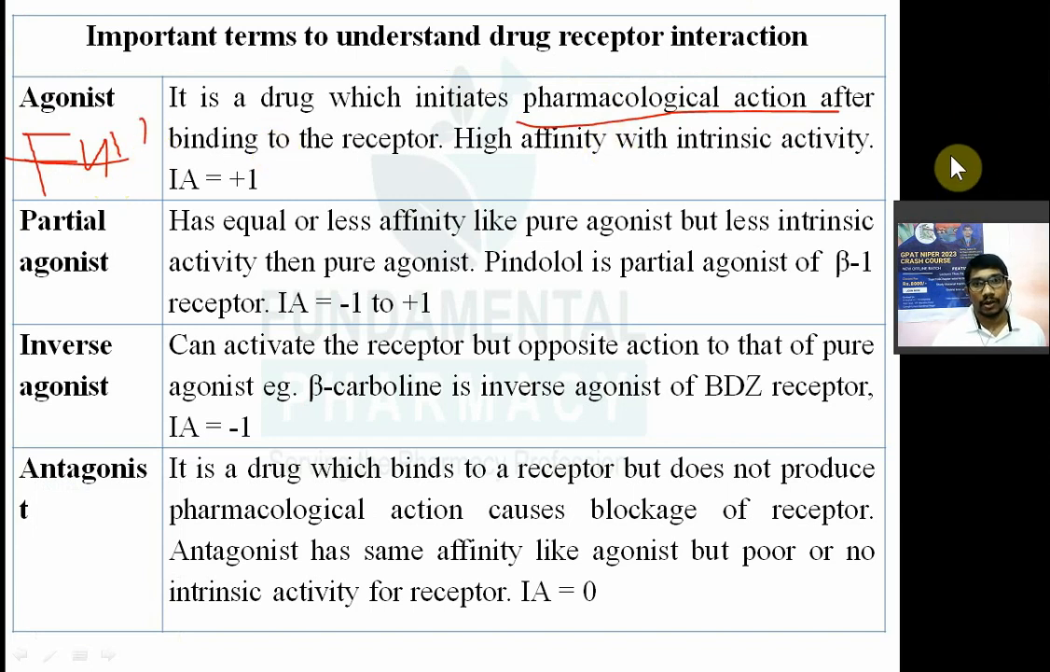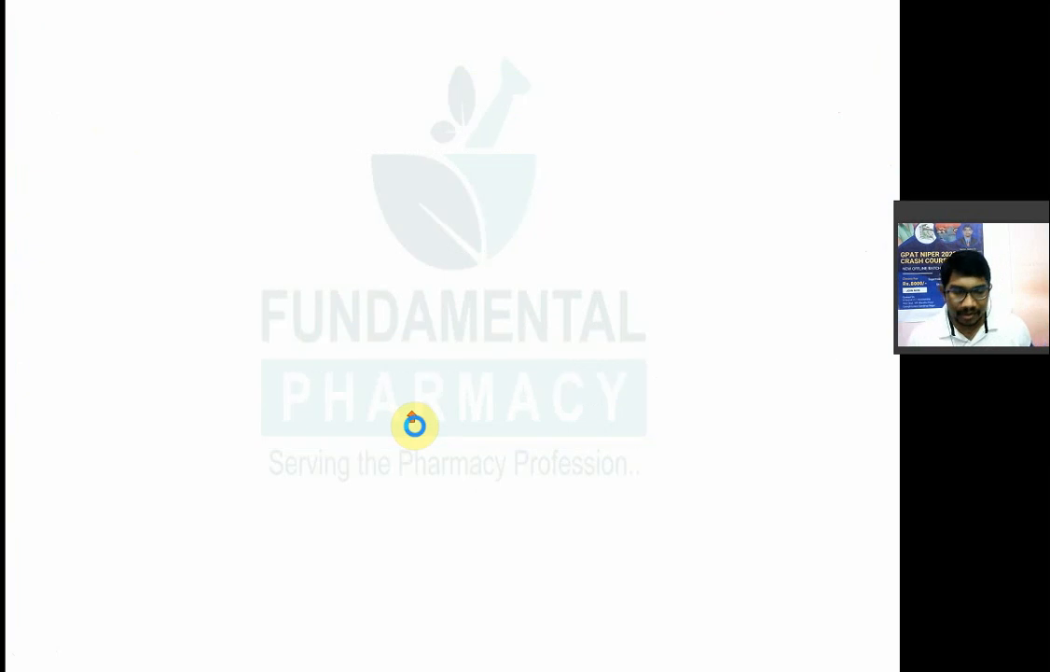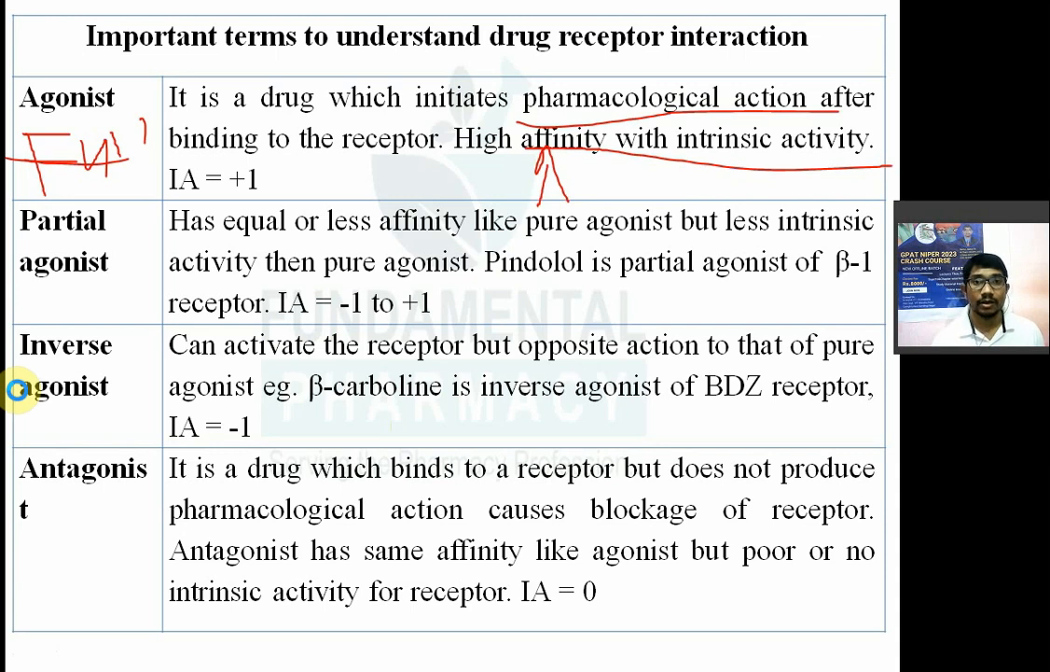So agonist will have high affinity. Affinity मतलब क्या है? It is the ability of drug to combine with the receptor. Affinity is the capacity or capability of drug to combine with the receptor. Okay, so agonist will have a high affinity and also have an intrinsic activity. तो जो रिसेप्टर के ऊपर एगोनिस्ट जब कंबाइन होगा तो फार्माकोलॉजिकल एक्शन मिलेगा आपको. तो फुल एगोनिस्ट विल प्रोड्यूस अ फुल फार्माकोलॉजिकल एक्शन.